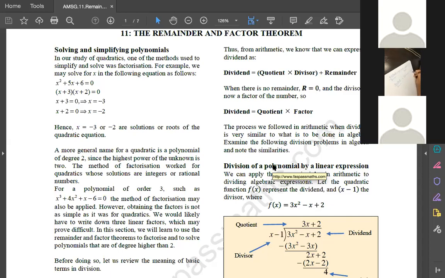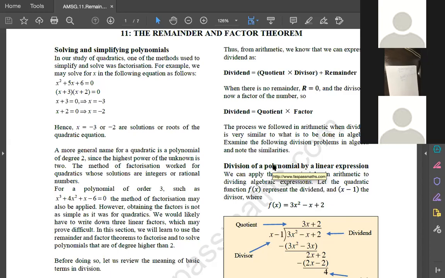Now, in some books, they don't give this easy one. Like in some books, they don't give dividend is equal to quotient times divisor plus remainder. In some books, this is what they give: dividend over divisor is equal to quotient plus remainder over divisor, which is very, very easy.